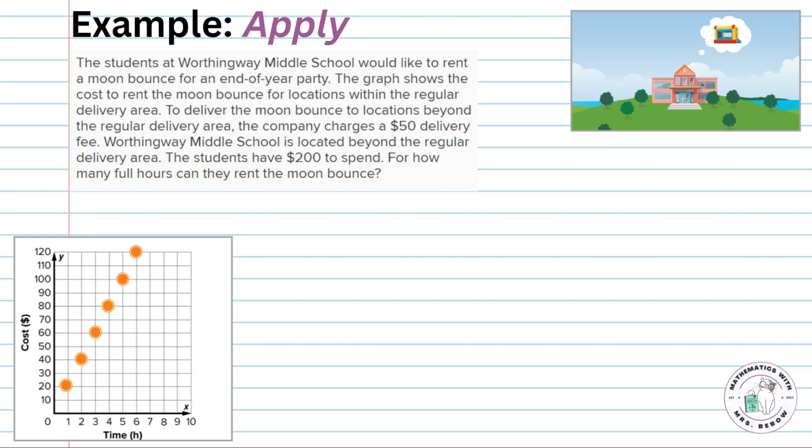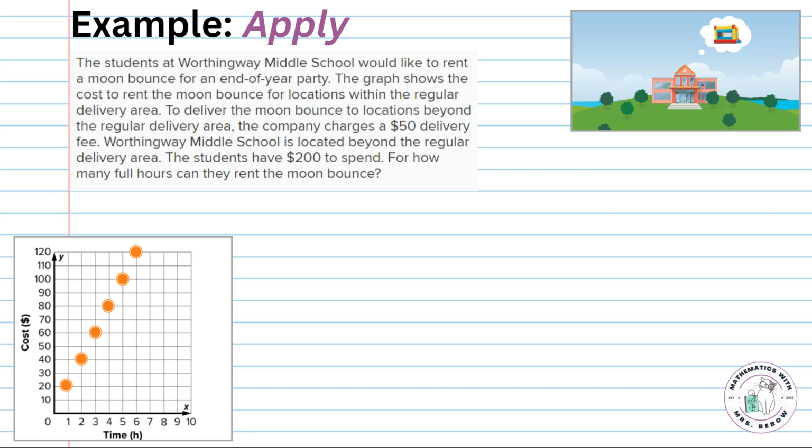The students at Worthing Way Middle School would like to rent a moon bounce for an end-of-year party. The graph shows the cost to rent the moon bounce for locations within the regular delivery area. To deliver the moon bounce to locations beyond the regular delivery area, the company charges a $50 delivery fee. Worthing Way Middle School is located beyond the regular delivery area. The students have $200 to spend. For how many full hours can they rent the moon bounce?